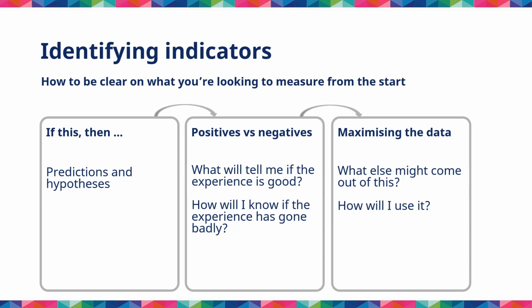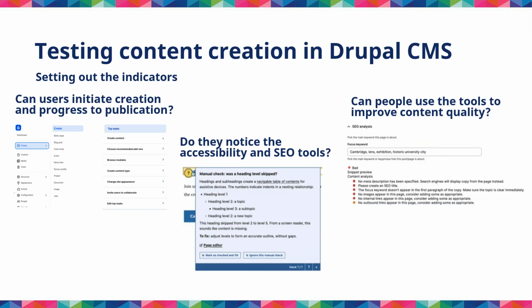So we set out predictions, hypotheses. If I see this happening, I'll know this. Also thinking, okay, what am I going to know when I watch this person use this thing? How do I know if it's gone well? How do I know if it's gone badly? And thinking about the data sources that come from it. What else might they talk about while I've got them in the virtual room? Because we tend to do this kind of research on Zoom or on online calls. How else am I going to use this information?